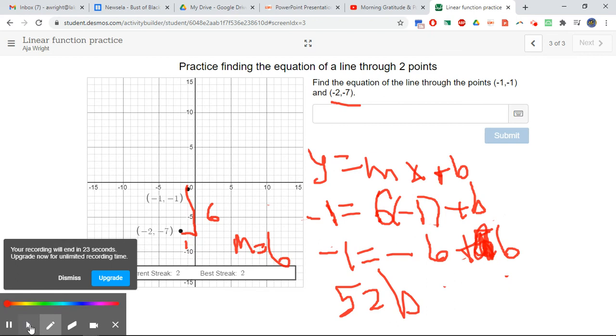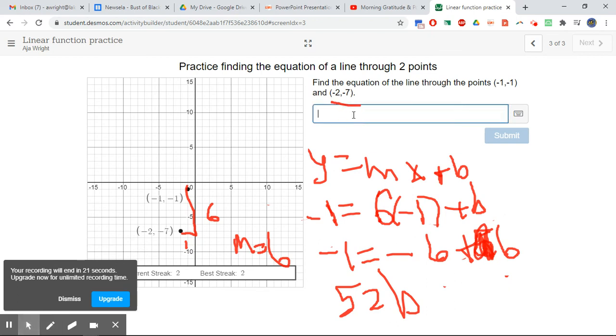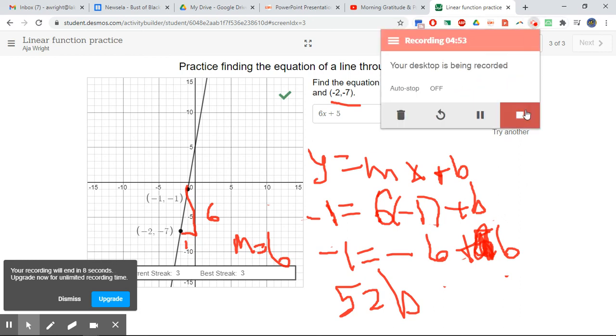So, oh gosh, hurry, hurry. So is this 6x plus 5? Yes! All right. So, super fun to do this. Enjoy.